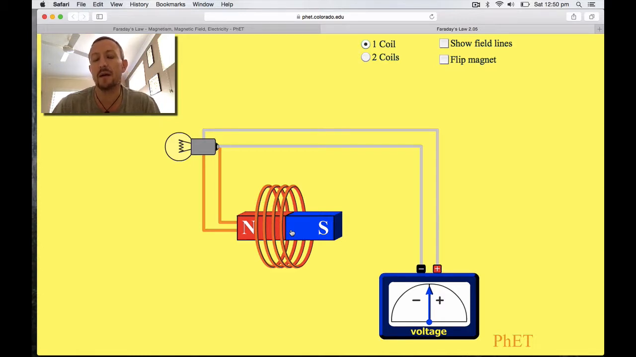Now as soon as I stop moving my magnet, I get no current. Remember that this is because when you stop moving, you've only got one magnetic field, the field of the magnet. It doesn't matter whether I move the magnet or the coil, because it's all relative to each other. Relative to the magnet, the coil's moving over it. Relative to the coil, the magnet's moving over it. So it really doesn't matter.